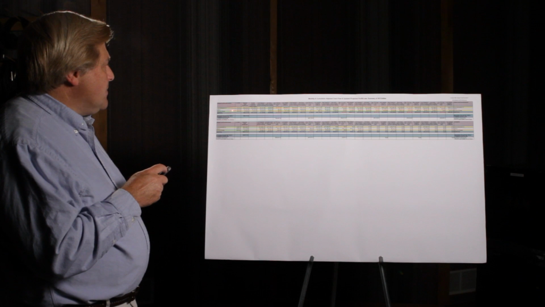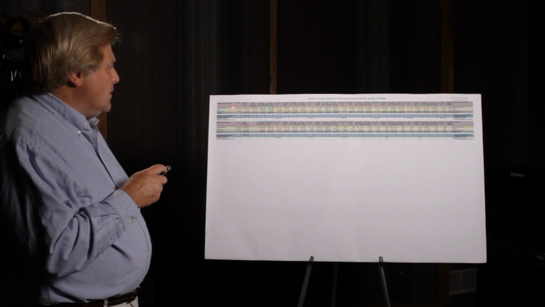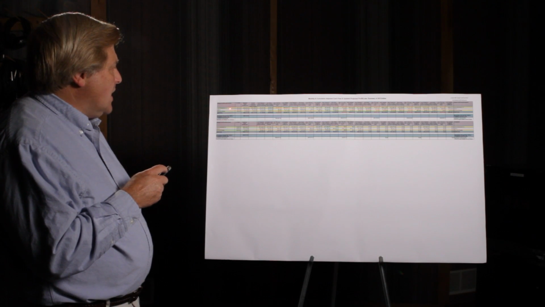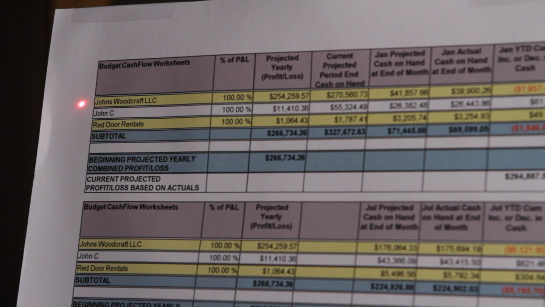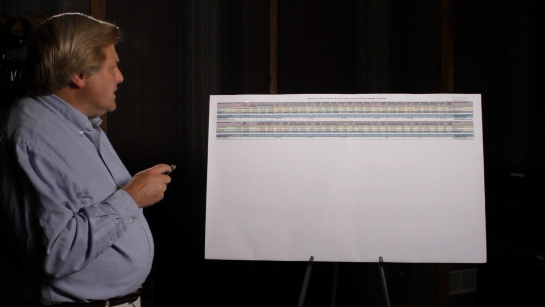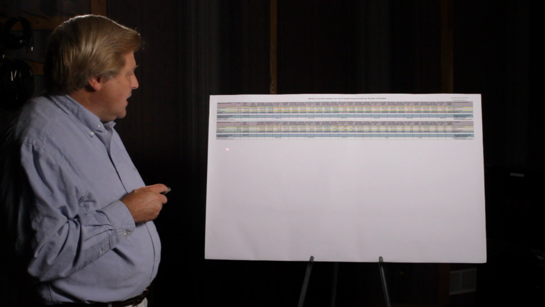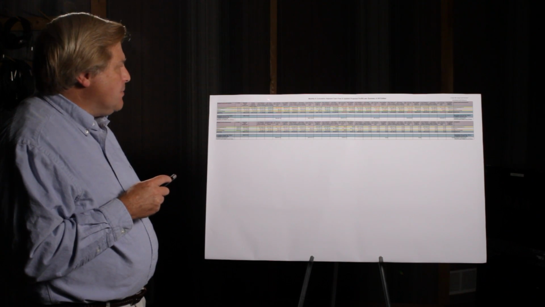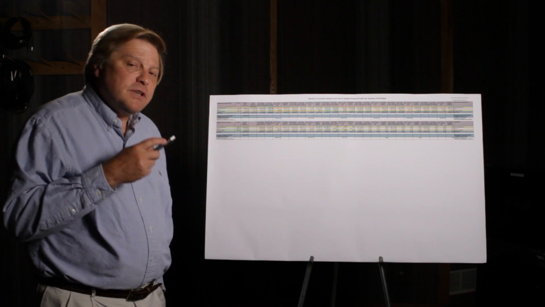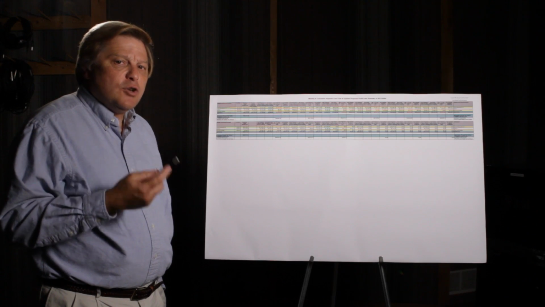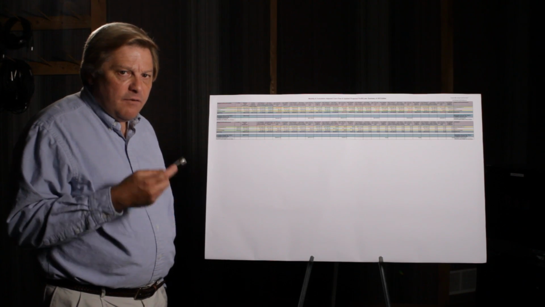So in this case, under that File tab, under Global Cash Flow Summary, they'd pick John's Woodcraft LLC, John C., which was a personal budget, and Red Door Rentals. So what you're going to find is that everything on this sheet is automatically printed. You don't have to enter one thing. It just simply combines all of those different budgets and gives you the total cumulative effect of all of their numbers.